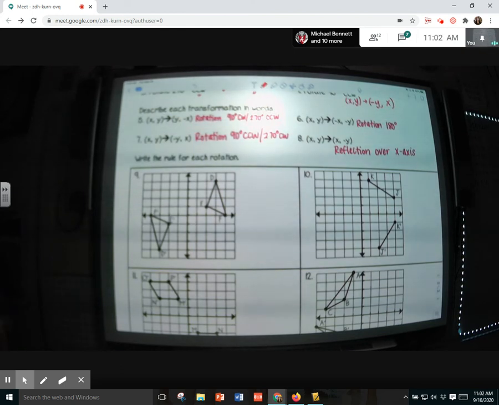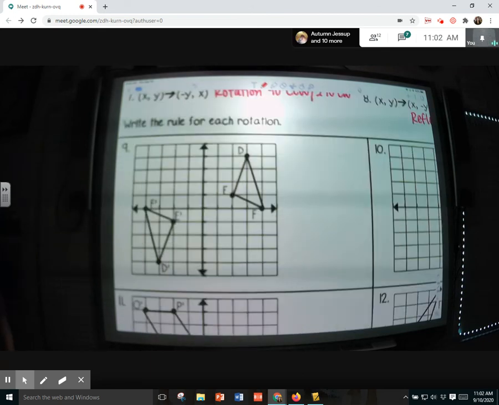Okay. So, looking at number 9, if you want to use your patty paper on that, you can. If you want to just trace it and see how many times you have to turn it to find out what it is, you can do that. But it wants you to write a rule for each. Remember, there's only 3 rules, so there's only 3 to choose from for these.